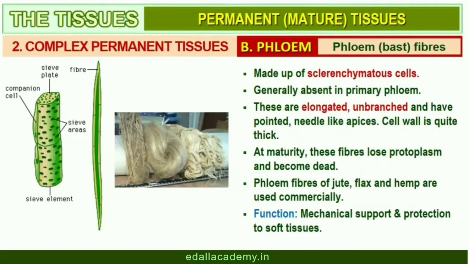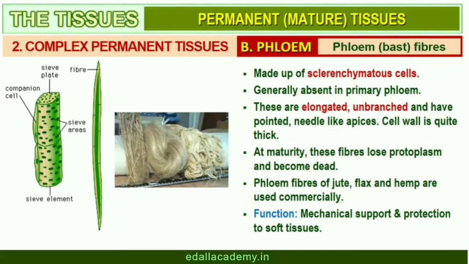Phloem fibers, or bast fibers, are made up of sclerenchymatous cells. These are generally absent in the primary phloem but are found in the secondary phloem. These are much elongated, unbranched and have pointed, needle-like apices. The cell wall of phloem fibers is quite thick. At maturity, these fibers lose their protoplasm and become dead. Phloem fibers of jute, flax and hemp are used commercially.